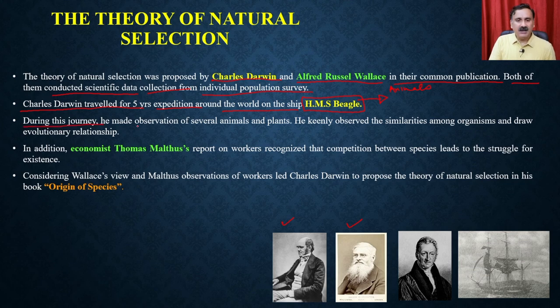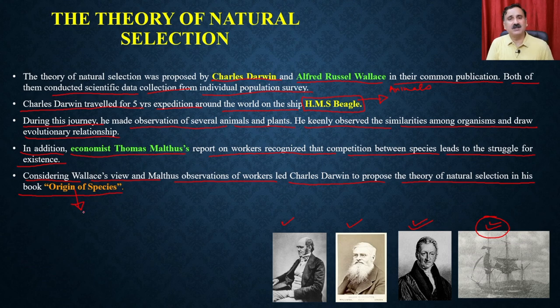During this journey, he made observations of several animals and plants. He keenly observed the similarity among organisms and drew the evolutionary relationship. In addition, he also got help from the economist Thomas Malthus, whose report on the workers recognized that competition between species leads to a struggle for existence. So this is Thomas Malthus, and this is the famous ship called the HMS Beagle. Wallace's view and Malthus's observation led Charles Darwin to propose the theory of natural selection in his very famous book, The Origin of Species.